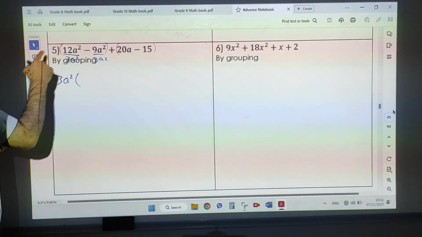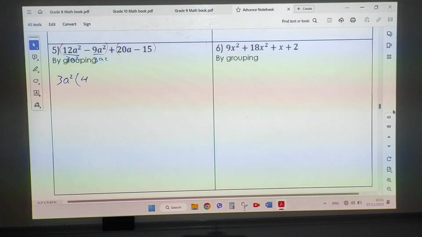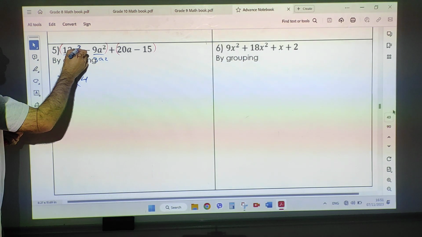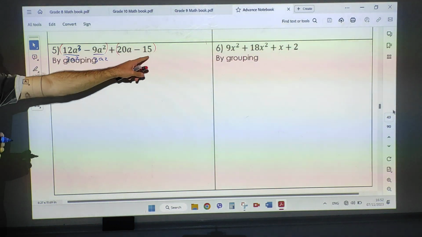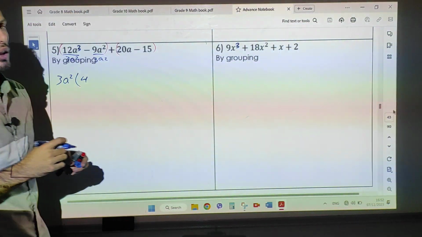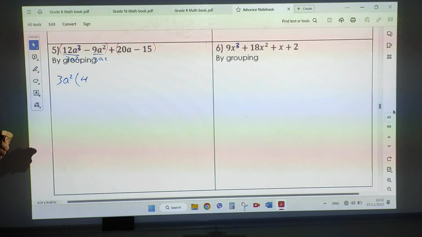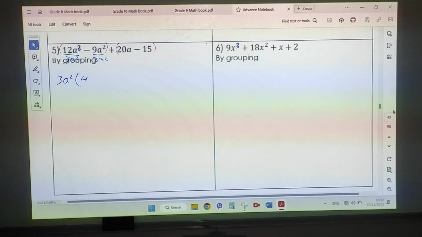We open a bracket, which would be 12 divided by 3 is 4. A power 2, sorry, in this case, this one must be power 3. There's a typing mistake. This will be power 3, power 2, power 1, number like the rest. We have it in the book, which is power 3, power 2, power 1, and number. All of them are like that. In the book, if you check, you can see that in this section.